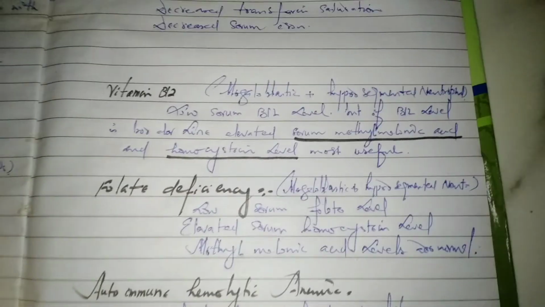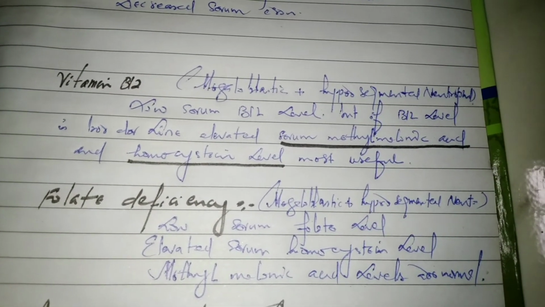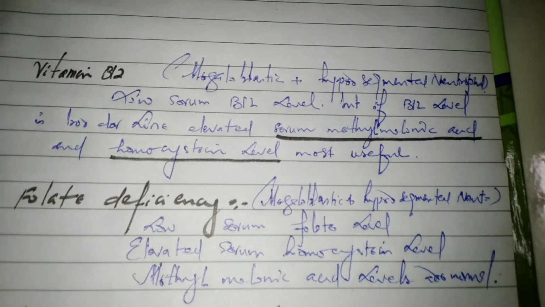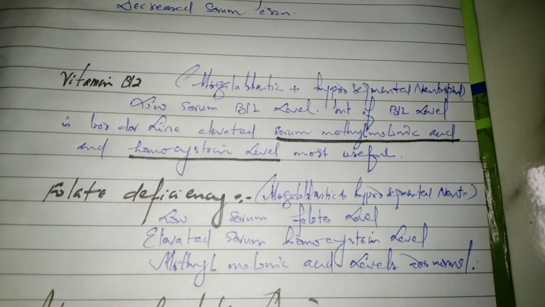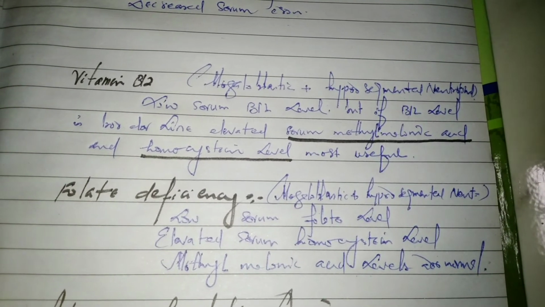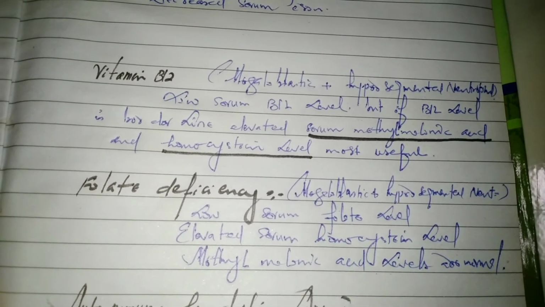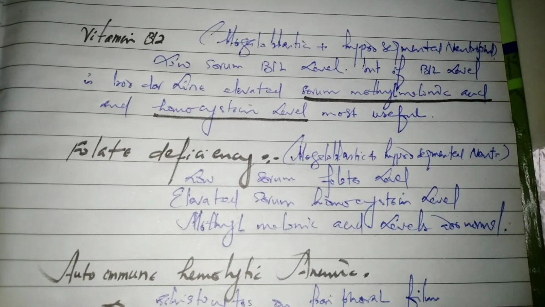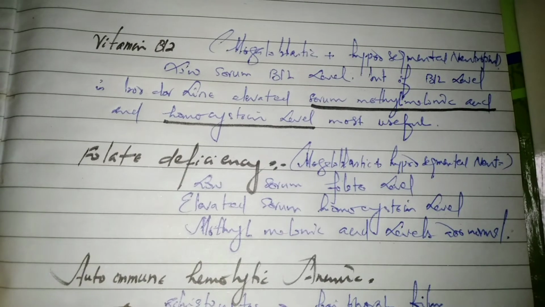Now coming towards B12 deficiency, usually on the peripheral film there will be the picture of megaloblastic anemia and hypersegmented neutrophils, low serum B12. But if the patient has a borderline B12 level, then go for serum methylmalonic acid and homocysteine levels, and these both are very useful because they both are elevated, unlike folate deficiency in which the methylmalonic acid level is normal, it is not raised.